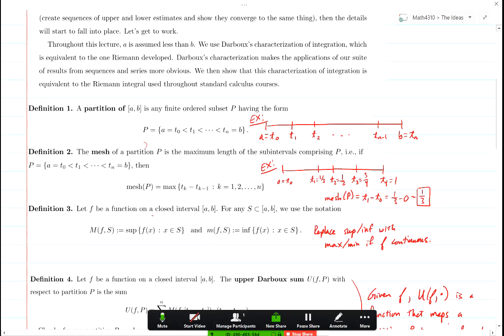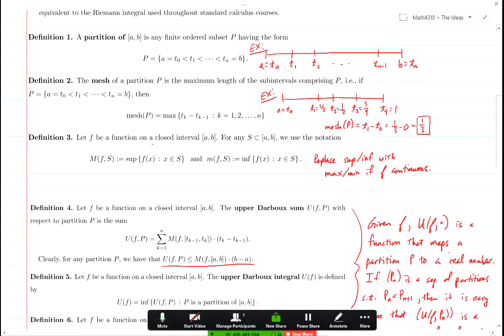Now, the mesh of a partition P is a function that takes a partition as its input argument, and what it returns is the maximum length of any of the subintervals defined by the partition. Here's an example where I show a partition t_0, t_1, t_2, t_3, t_4 of 0 to 1, and the largest subinterval defined by this is from t_0 to t_1, which has a length of 1/3. So the mesh of that partition is 1/3. That's the idea of a mesh.